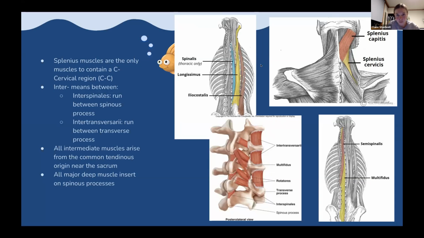Next, you have the intermediate layer, and this is made up of the spinalis, longissimus, and iliocostalis. As you can see, when these muscles contract, it's obviously going to be a major extensor of the vertebral column.